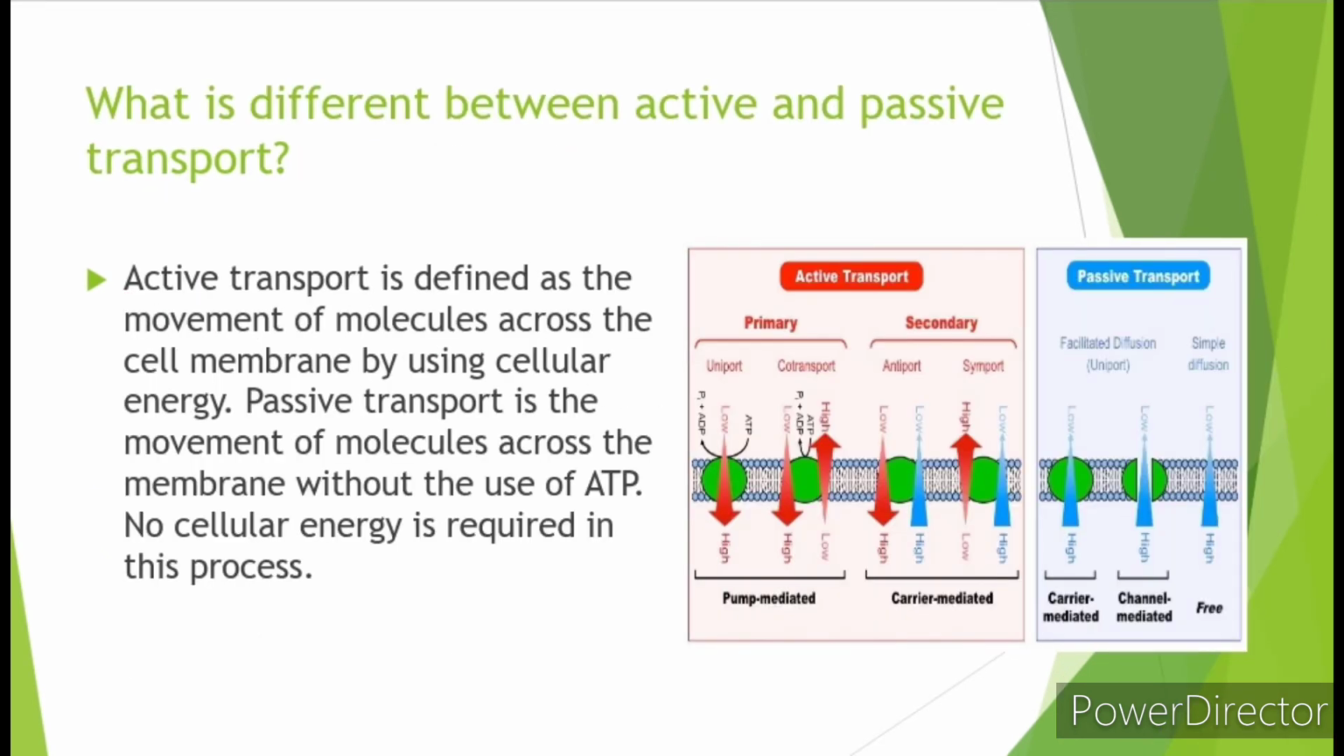What is the difference between active and passive transport? Active transport is defined as the movement of molecules across the cell membrane by using cellular energy. Passive transport is the movement of molecules across the membrane without the use of ATP. No cellular energy is required in this process.